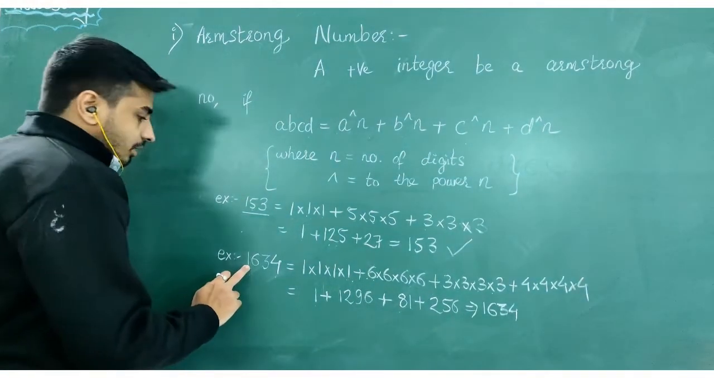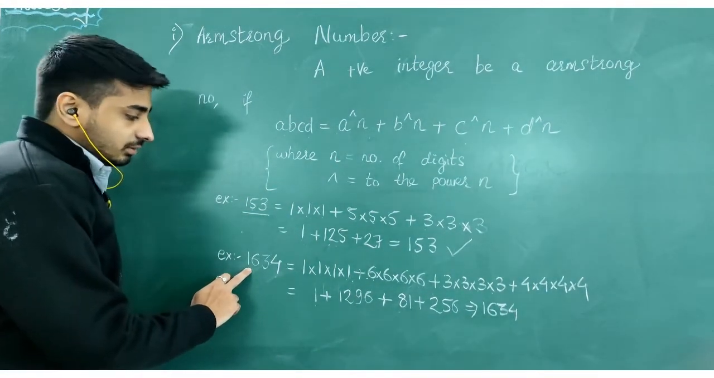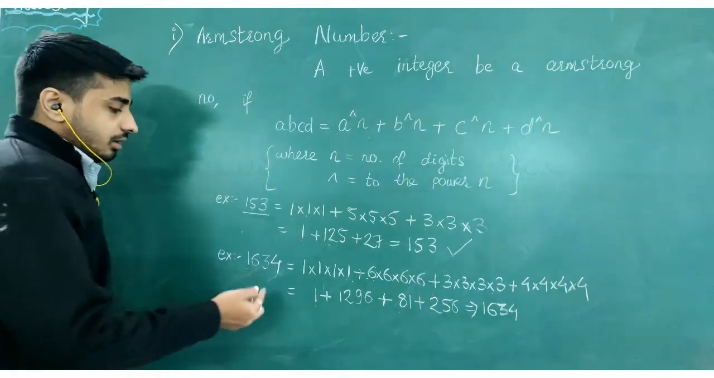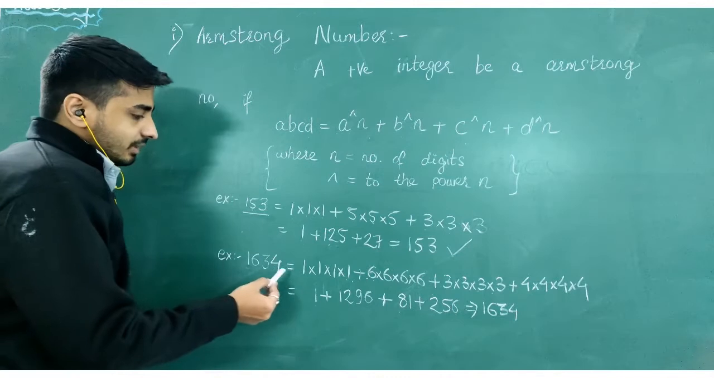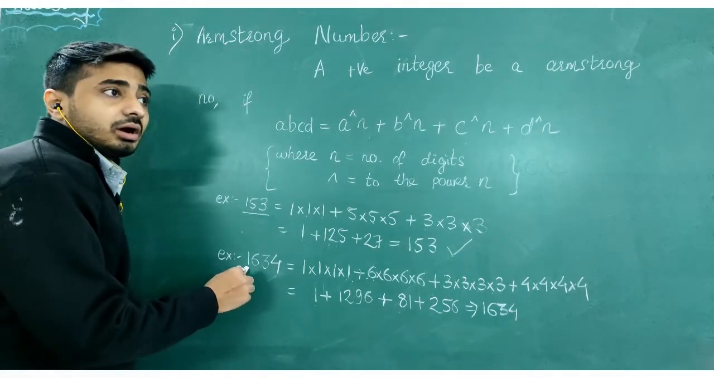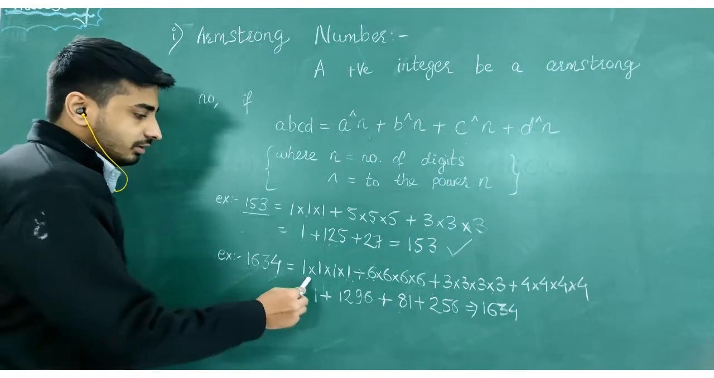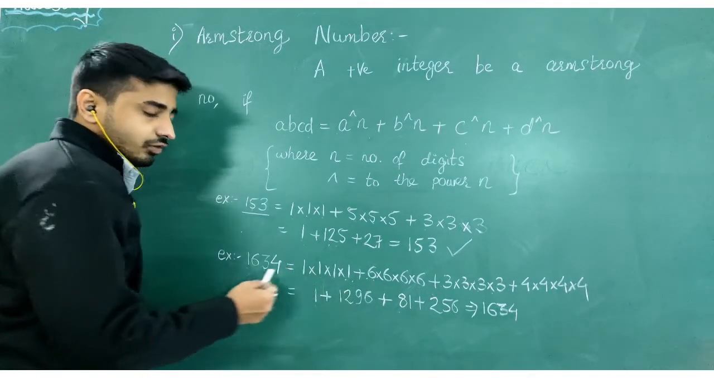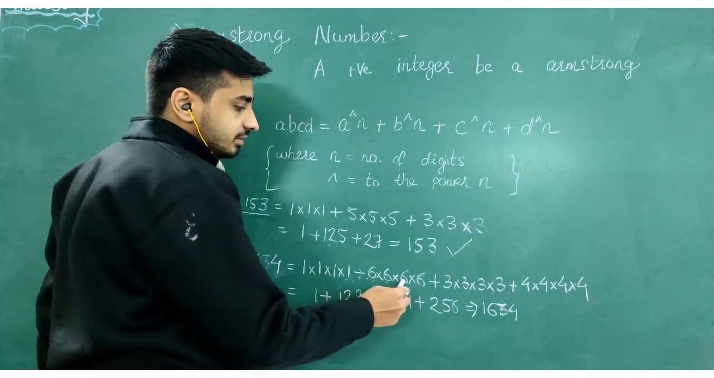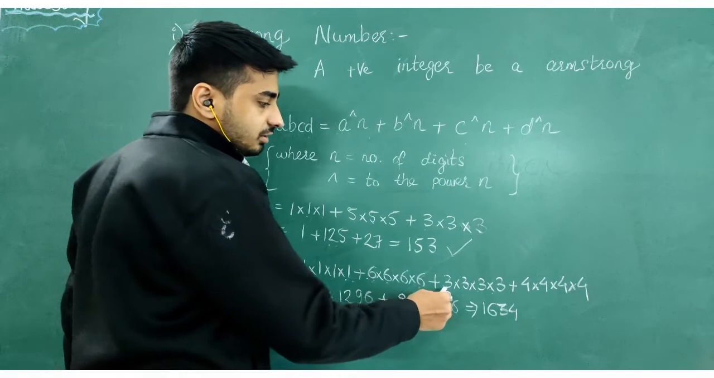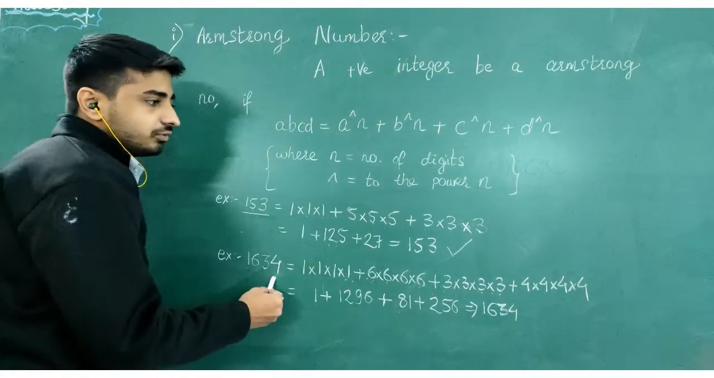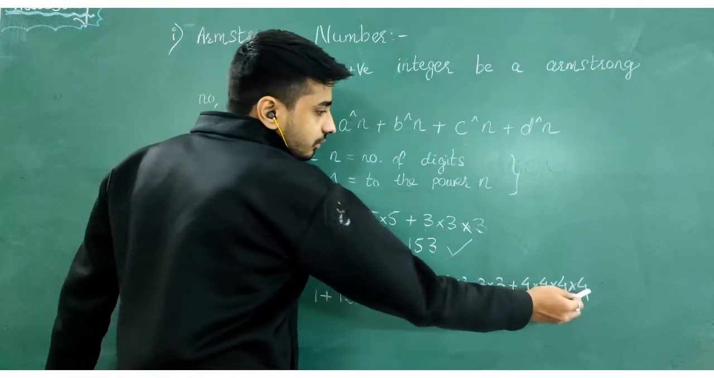Okay. Let us consider a 4-digit number, 1634. It is a 4-digit number. It can be represented so: how many times do you have to multiply the first digit? 4 number of times. So 1 into 1 into 1 into 1. What is the second digit? 6. You have to multiply 6 how many times? 6 into 6 into 6 into 6. What is the third one? 3 into 3 into 3 into 3. And what is the last one? 4. So 4 into 4 into 4 into 4.